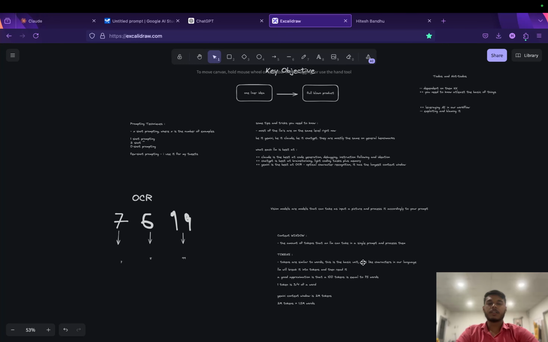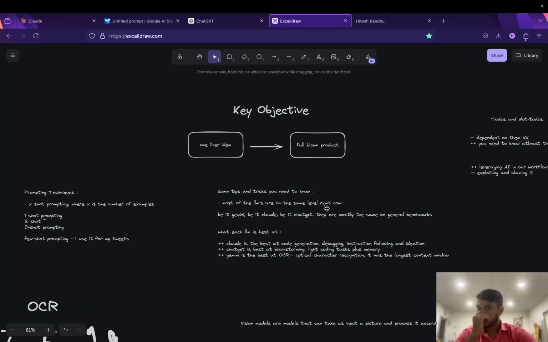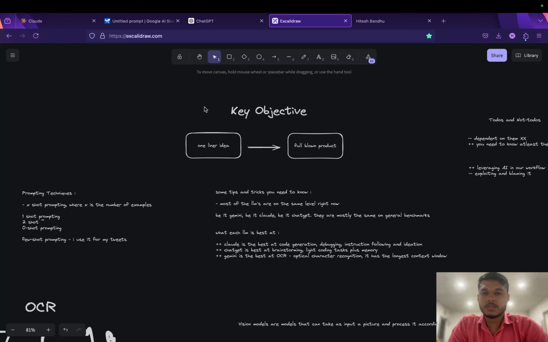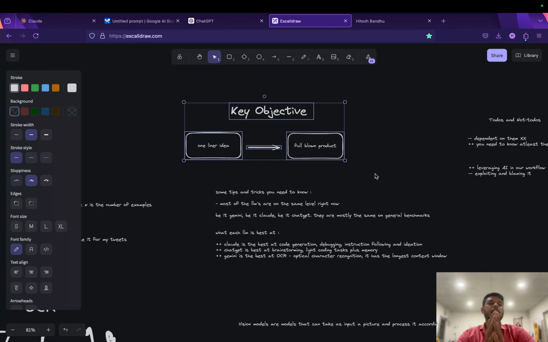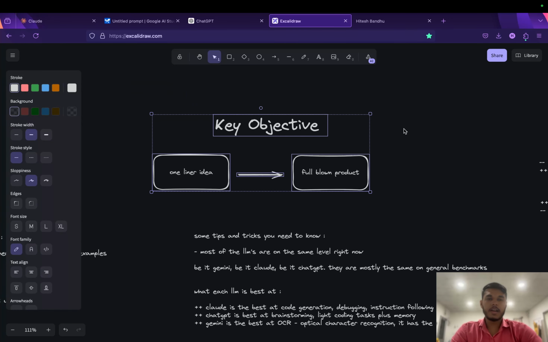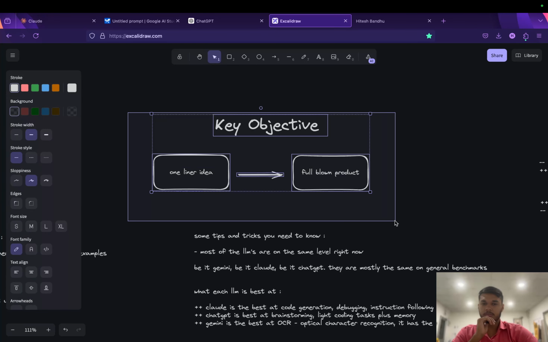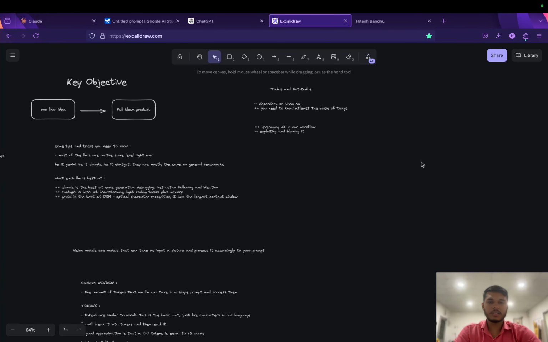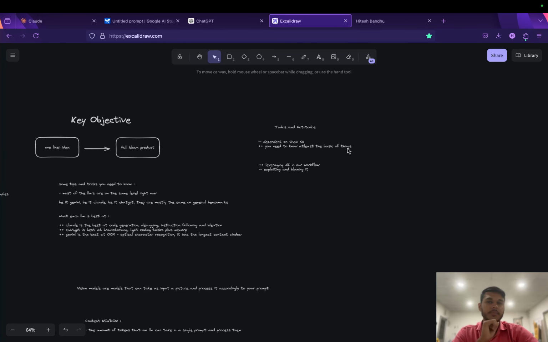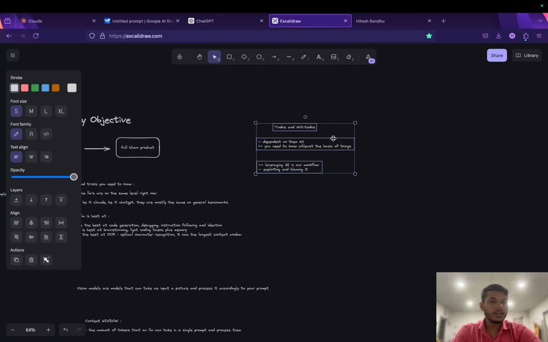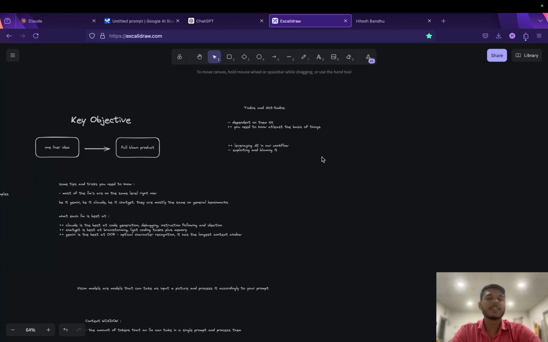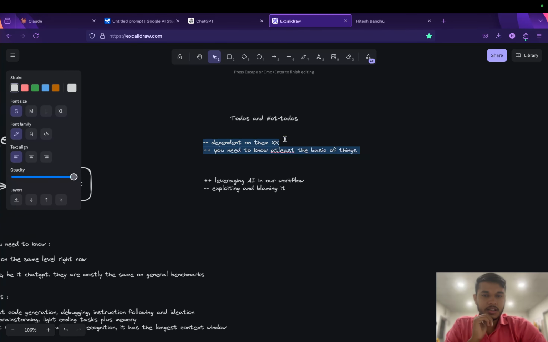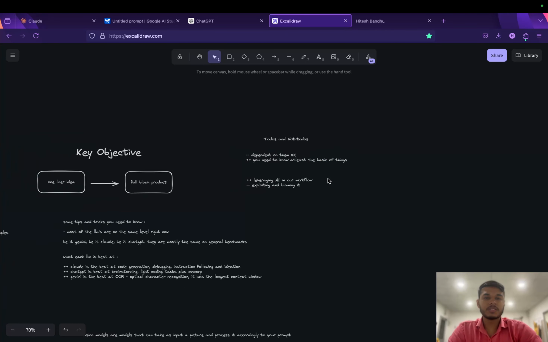Okay, so now we have been distracted a lot. Let's come back to our key objective. We need to take a one-liner idea and turn it into a full-blown product. And I will tell you a lot of prompting techniques. So what is our one-liner idea? I have a very vague idea that I don't have a lot of ideation on, and I don't know how I will proceed further. But I will not leave everything to the LLM, and I won't be dependent on it. I will use my own brain. I will tell it to ask me things. I need to at least know the basics of things.